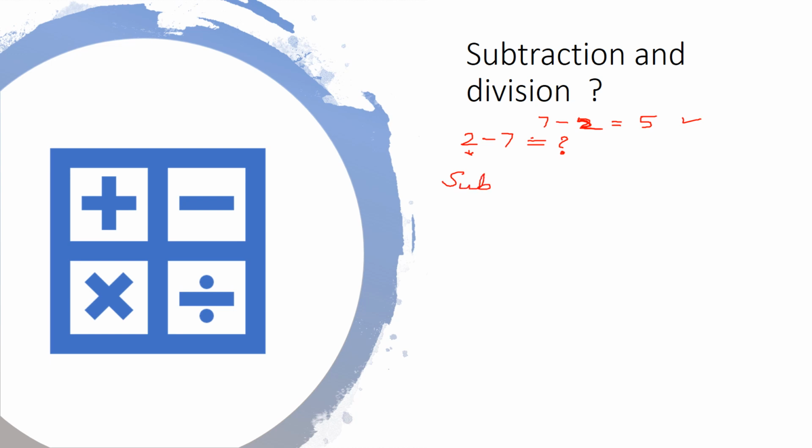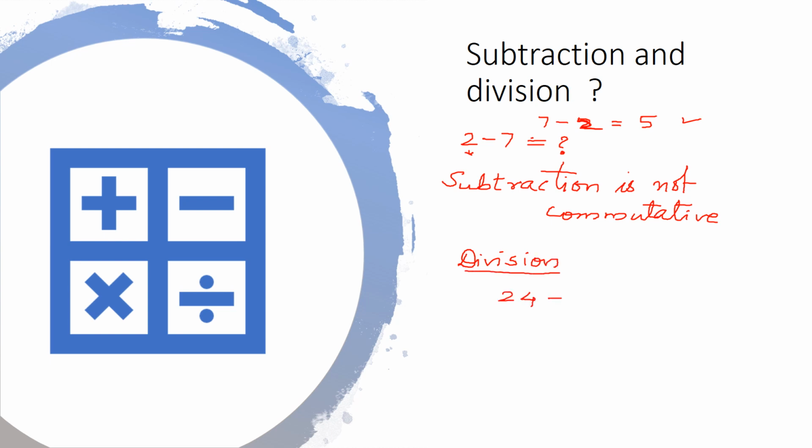So what can we say? Subtraction is not commutative. Okay. Now what about division? Division, if we take 24 divided by 6. What is the answer? 4 sixes are 24. So 24 divided by 6 will be 4. What will be 6 divided by 24?